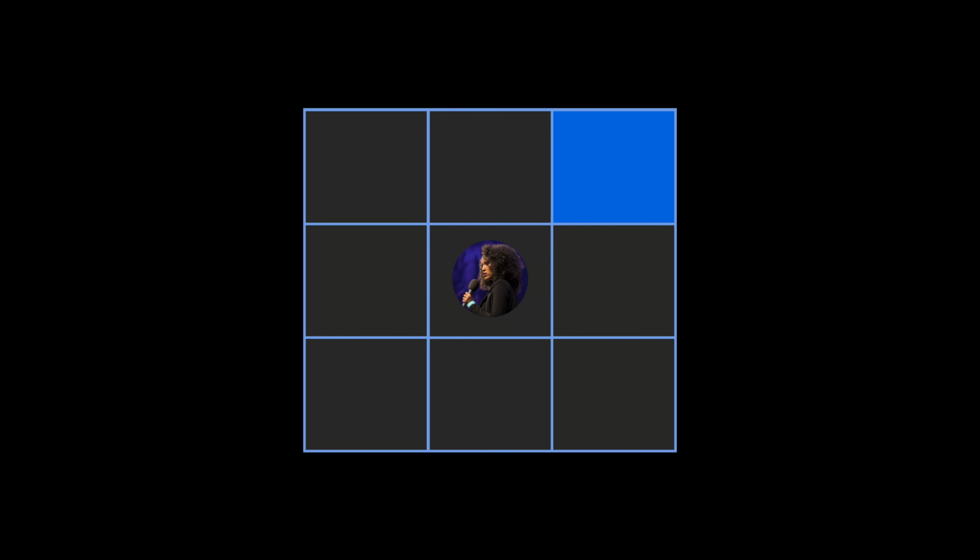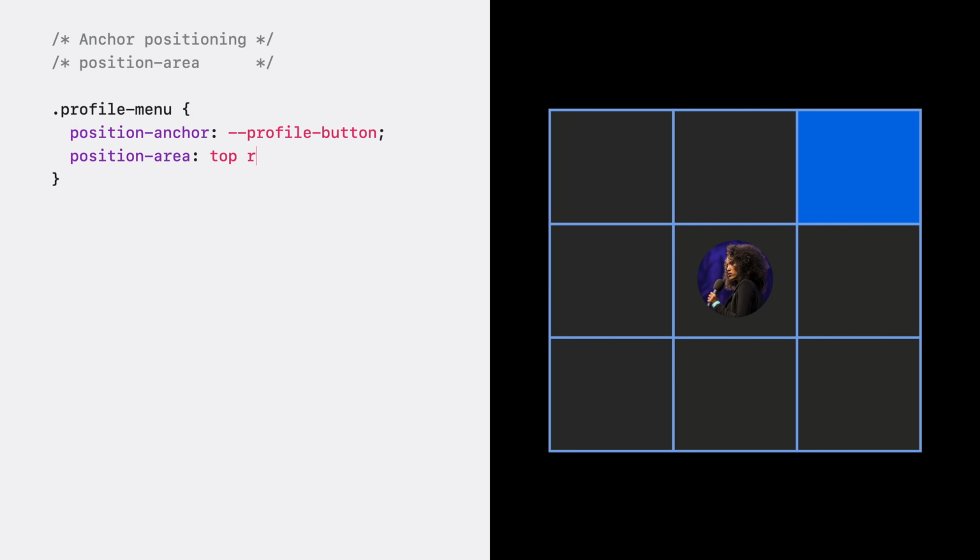If I want to place my target in the top right corner of my anchor, I can set our position area to top right, giving me an intuitive way to describe where I want my menu in relation to my anchor. And if I want my menu below the profile picture, it's at the bottom center of my grid, so that's what we'll write, bottom center. That will look like this.